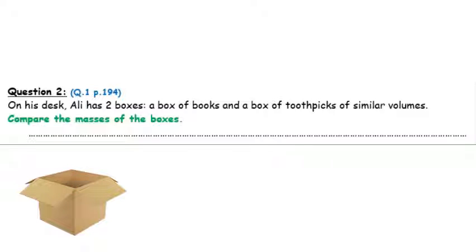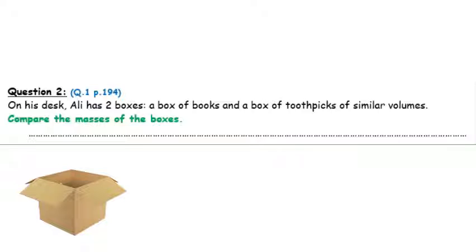Question 2. It is also a question in the book. On his desk, Ali has two boxes, a box of books and a box of toothpicks. And these two boxes have the same volumes. They are taking the same space. Compare the masses of the boxes. Which box is heavier? Is it the box of books or the box of toothpicks? What do you think?